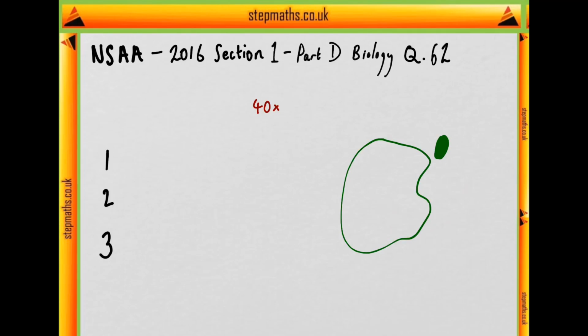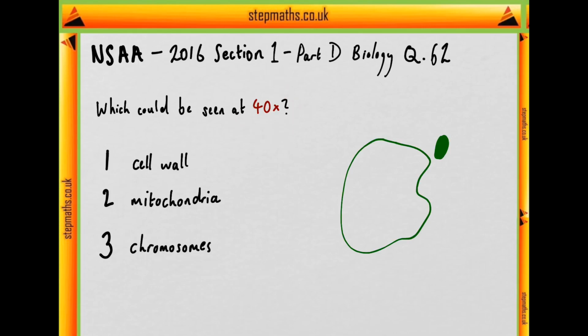We're then asked, out of these three options, which of the following could have been seen by the student in this tissue at this magnification of 40 times. So we have a cell wall, we have mitochondria, and we have chromosomes. Now, this is a bit of a tricky question, and the best way to think about this is to think back to the times that you looked through a light microscope in your previous studies.